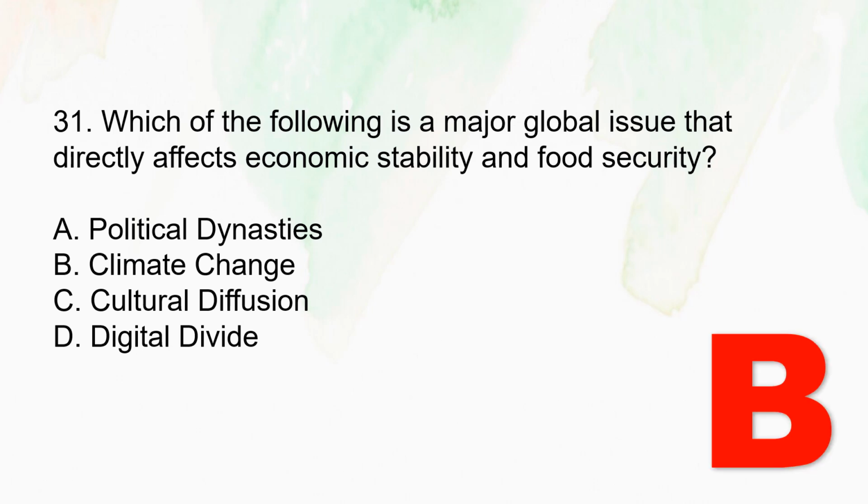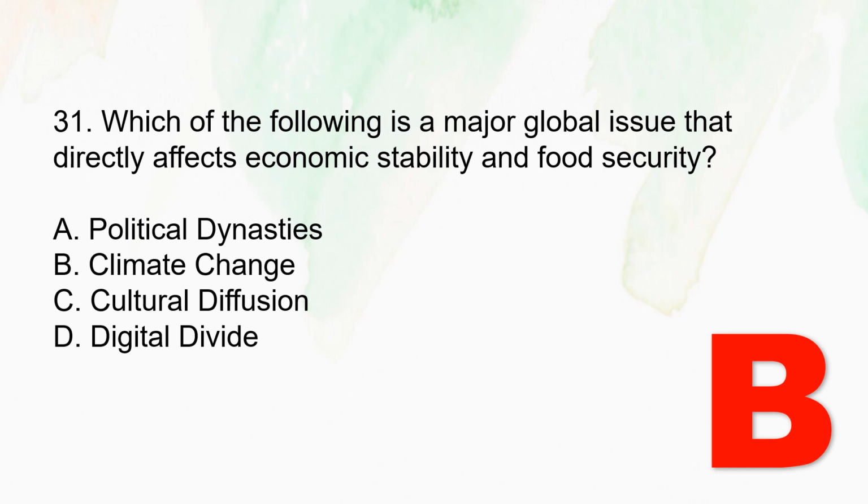The correct answer is letter B. Letter B is the best answer. Climate change, because climate change leads to extreme weather events affecting agriculture and food production, which in turn impacts economic stability. So climate change is the best answer.